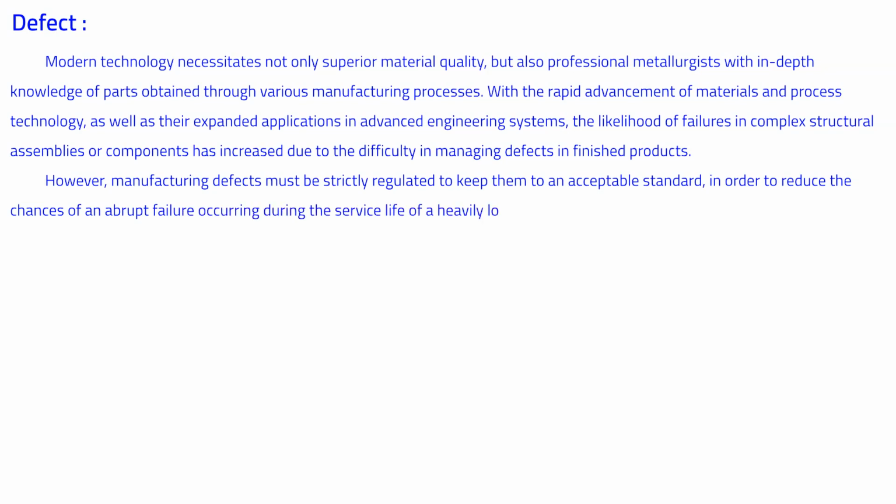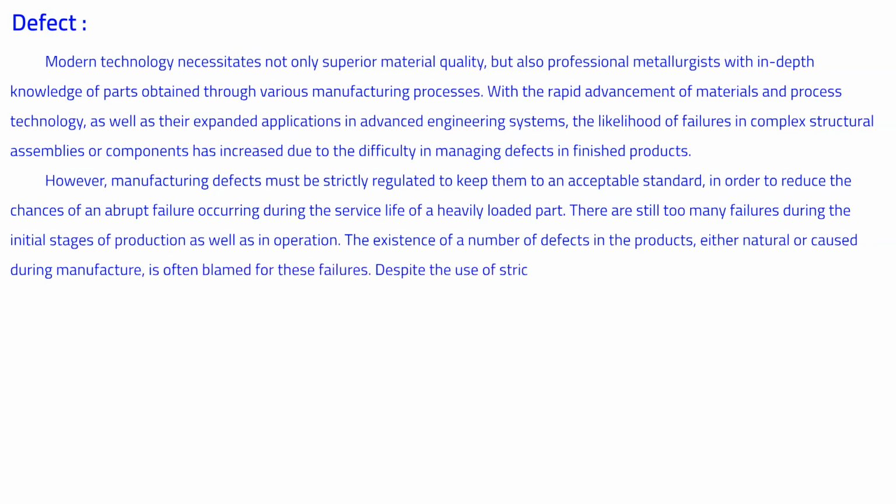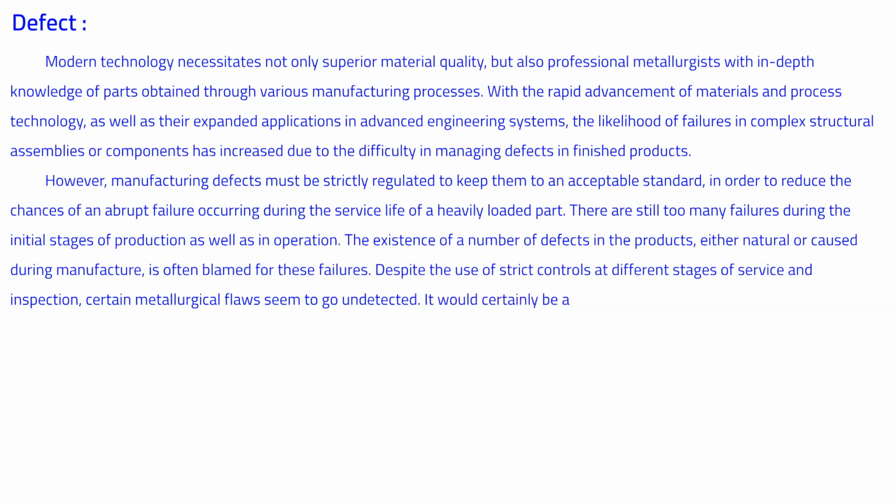There are still too many failures during the initial stages of production as well as in operation. The existence of a number of defects in the products, either natural or caused during manufacture, is often blamed for these failures. Despite the use of strict controls at different stages of service and inspection, certain metallurgical flaws seem to go undetected. It would certainly be a potential hazard if the number of such defects exceeded the safe level, especially in critical application components.